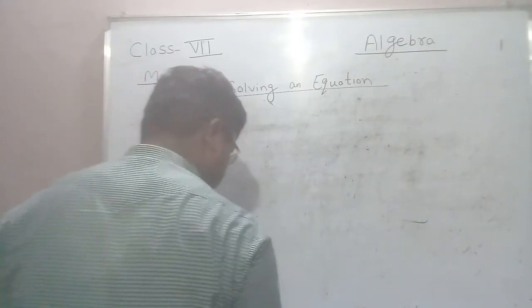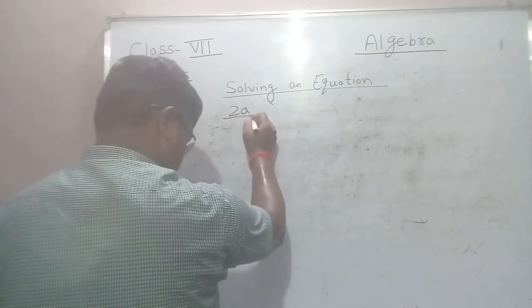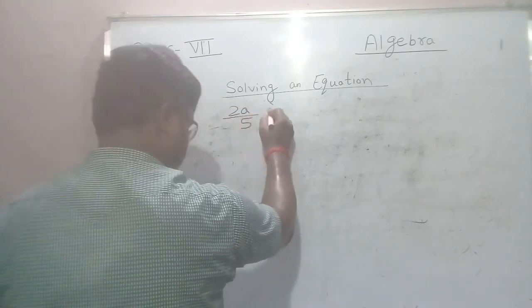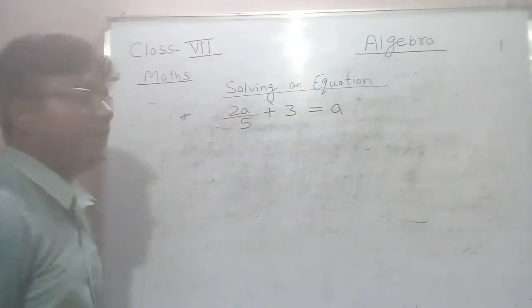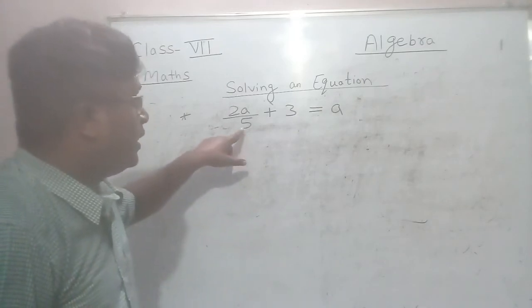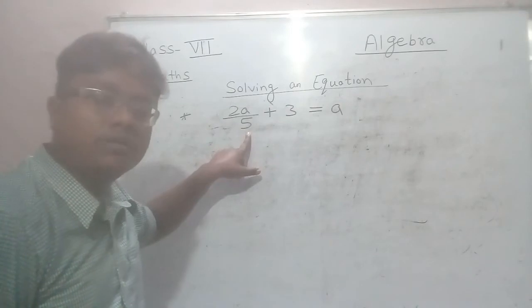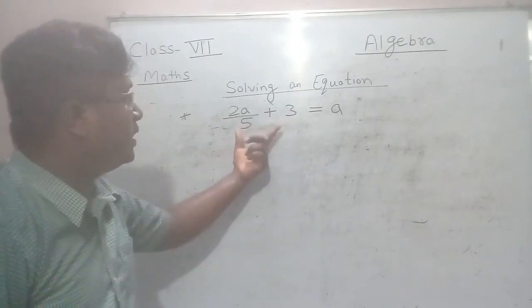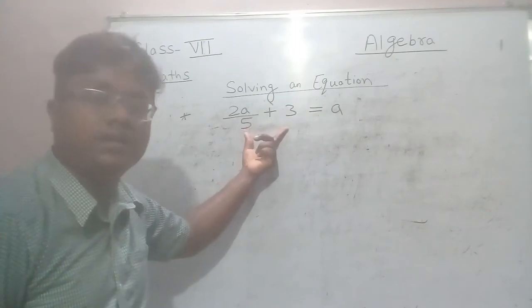Okay, the question is 2a upon 5 plus 3 is equal to a. Here we need to find the value of a. Here 5 is dividing, but we cannot transfer this 5 to the right hand side first. Why? Because here it is a plus sign. To transfer this divide to the right hand side, it must be only a single term.